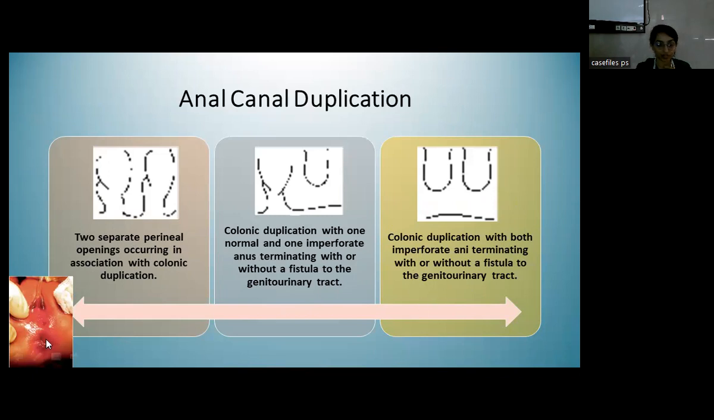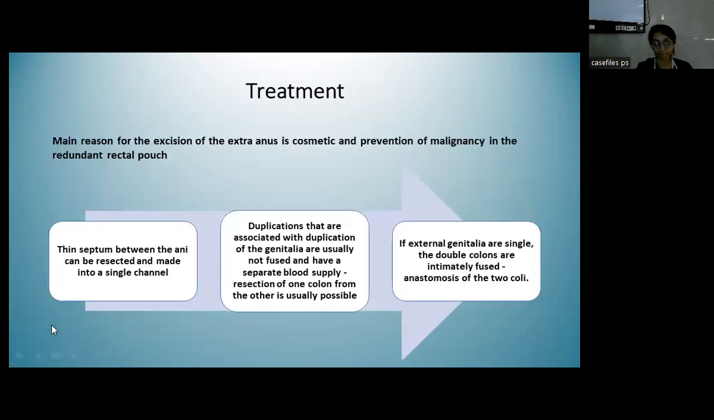This is a picture of a duplication. This is the normal anus, and behind this we can see there is a small opening. The main reason for the excision of the extra anus is cosmetic and prevention of malignancy in the redundant rectal pouch in these cases. There might be a thin septum between the ani which might be resected, and both of these can be made into a single channel.